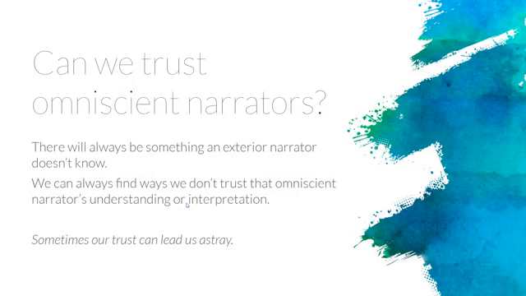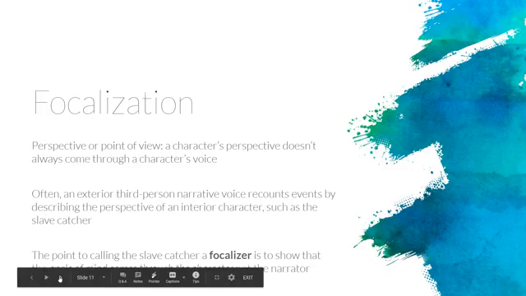this idea of an omniscient narrator doesn't fully exist in the sense of an omniscient narrator as God, because we know that there will always be something that an exterior narrator won't know. And we can always find ways that we don't trust that omniscient narrator's understanding or interpretation. We might have a different perspective, and therefore they're not totally omniscient. They're still presenting a subjective reality. Sometimes, if we trust an omniscient narrator too carefully, it could also lead us astray in our interpretation.